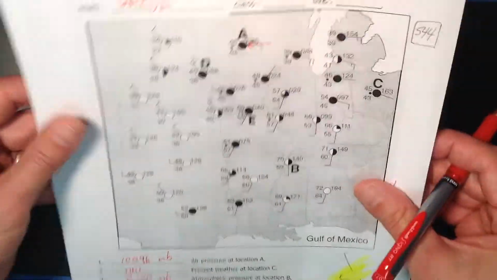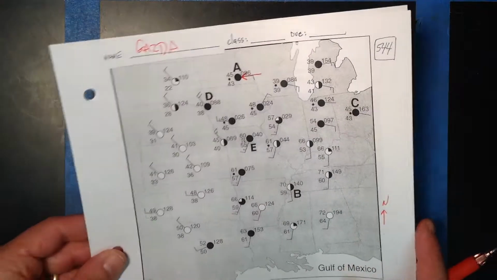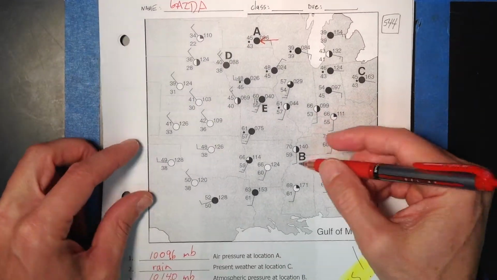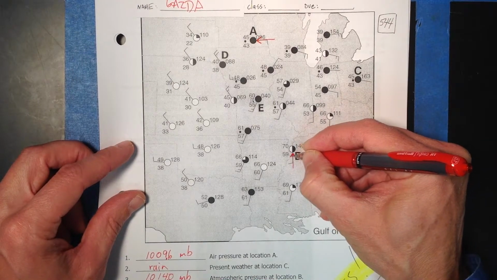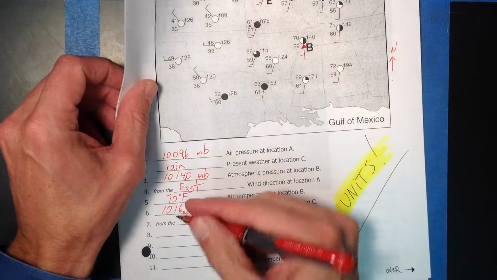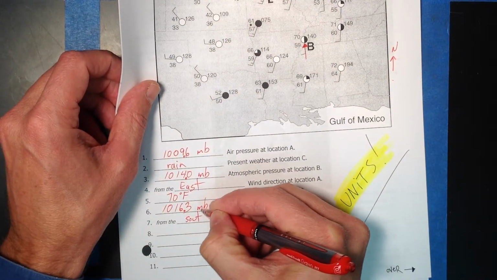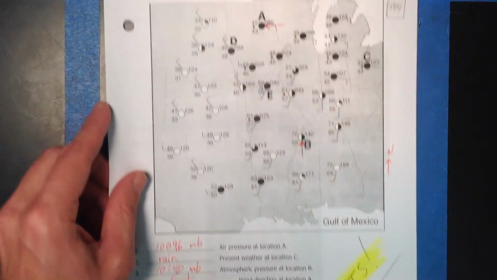Wind direction at B. So wind at B, please use the reference table as a guide. Know that it blows this way, from the end towards the center. So it's from the south.